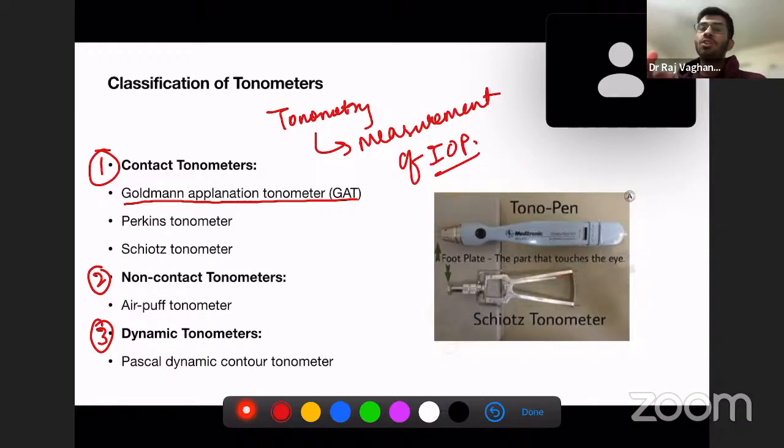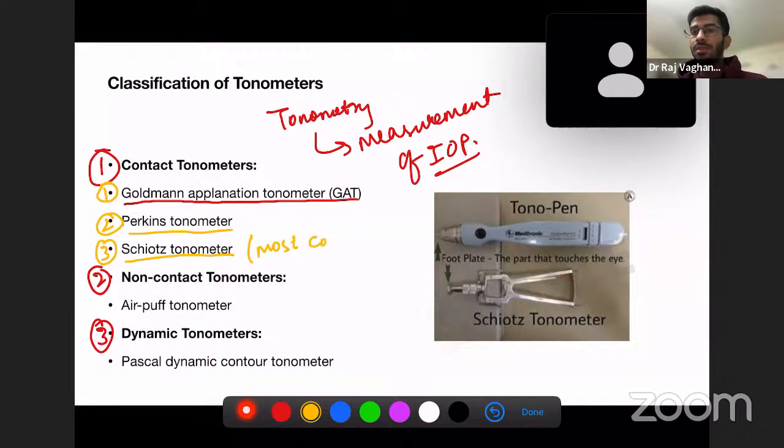First we are discussing the contact tonometers. The first is the Goldmann applanation tonometer. Second is the Perkins tonometer. Third is the Schiotz tonometer. So we have Goldmann, Perkins, and Schiotz tonometer. Let me tell you, the Schiotz is the most commonly used. In my hospital, it is the most commonly used tonometer, right? So the Schiotz tonometer is the most commonly used.